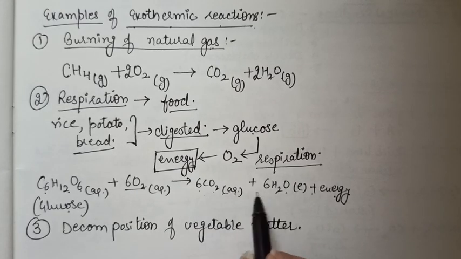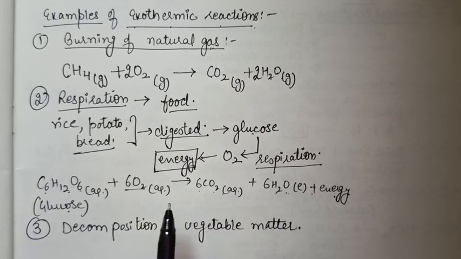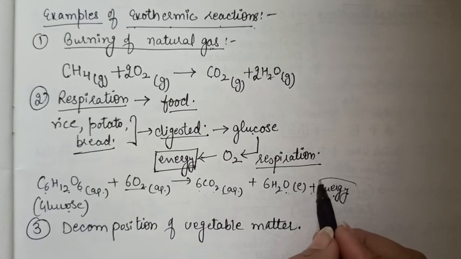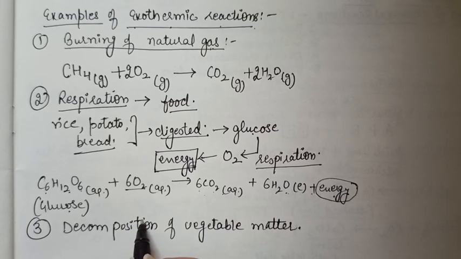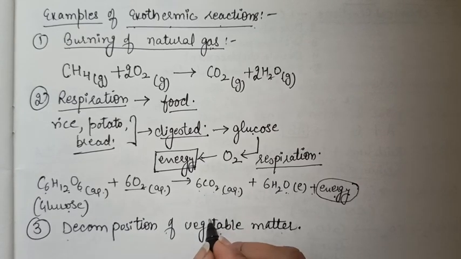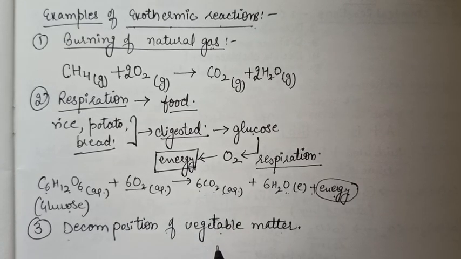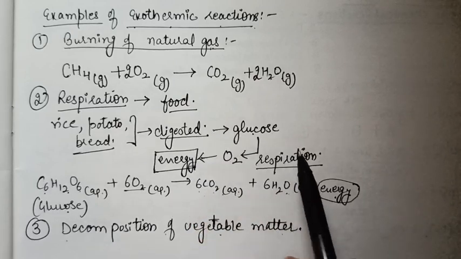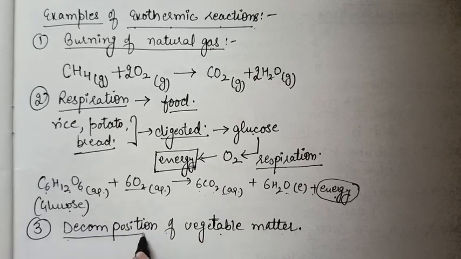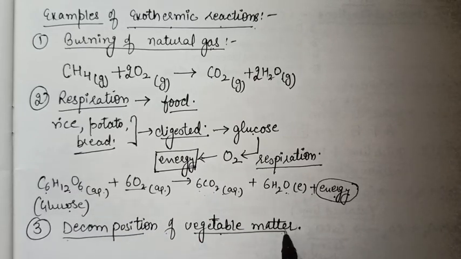In this reaction, two or more products are formed. That's why this is not a combination reaction, but the energy is released, so it is an example of an exothermic reaction. Now the third example given in our book of an exothermic reaction is decomposition of vegetable matter, that is composting. In this process, energy is released. That's why this is also considered an exothermic reaction.